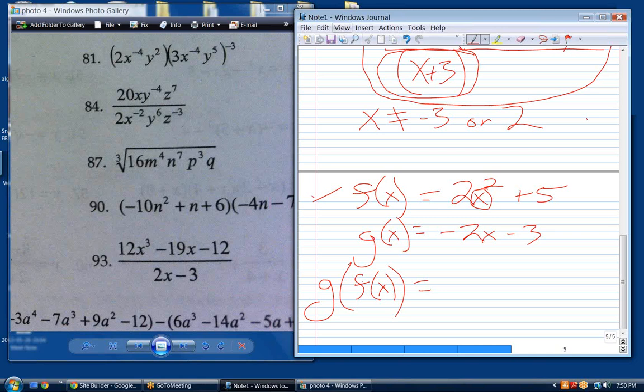So what is g of f of x? You would put f of x in each place of x in the g. Okay, so it would be minus 2 times 2x squared plus 5, minus 3. So that's the way you do it. Those are called composite functions: g of f and f of g, which are f of g of x and g of f of x.